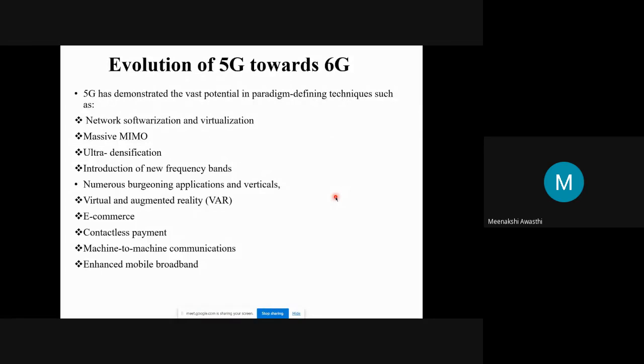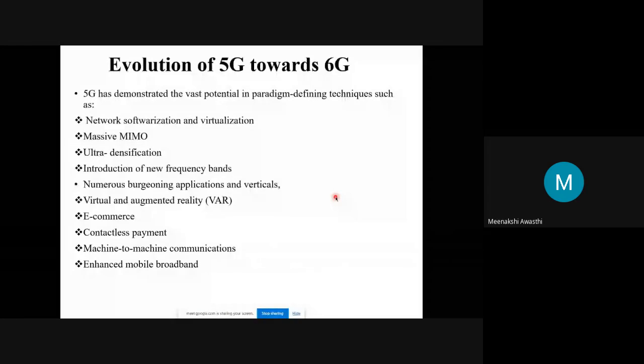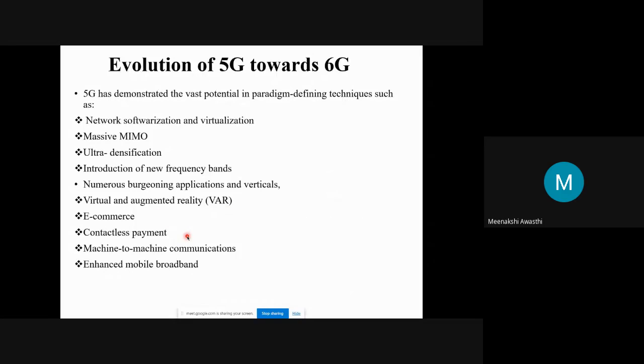With the help of 5G, numerous burgeoning applications and verticals were also involved, which are virtual and augmented reality, e-commerce, contactless payment that we have already seen, machine-to-machine communication, and enhanced mobile broadband. So these are the key applications and verticals associated with 5G communication.